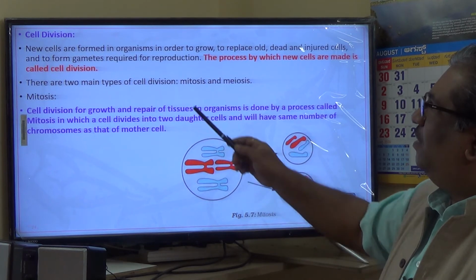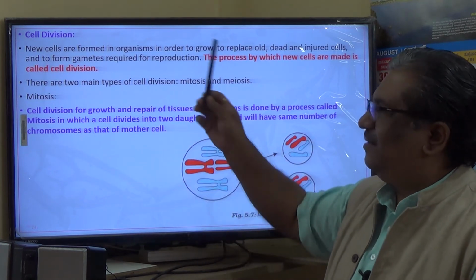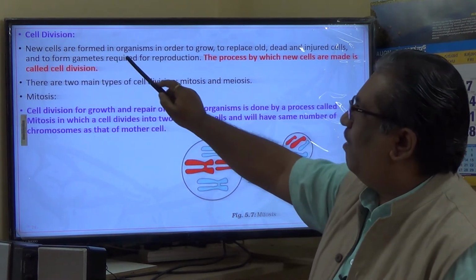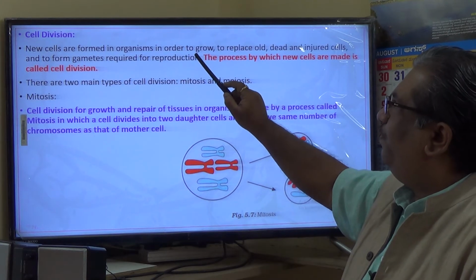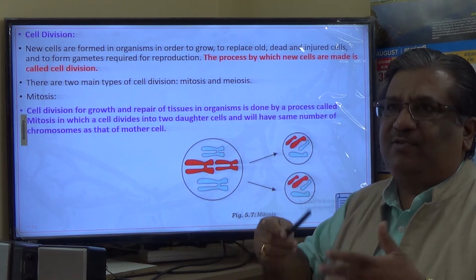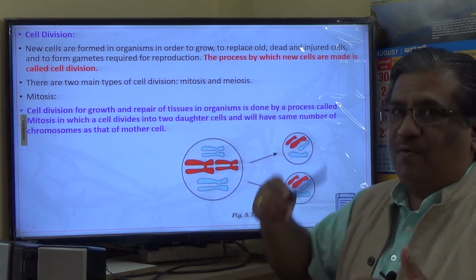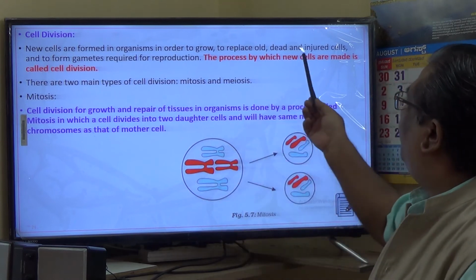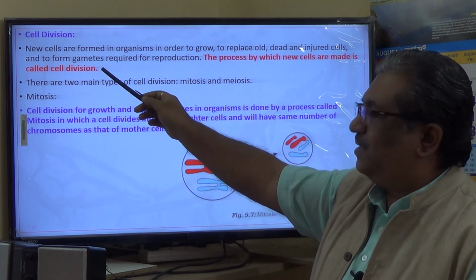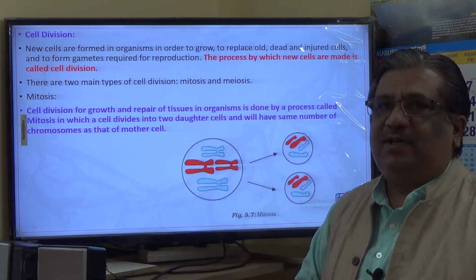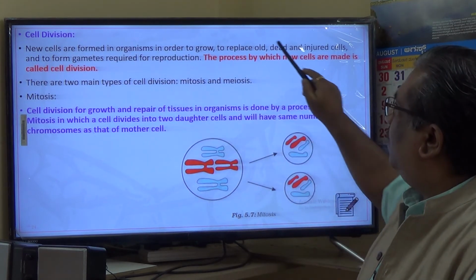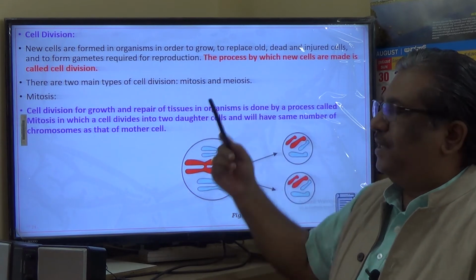And why is cell division required? New cells are formed in organisms in order to grow. The body requires to grow, and therefore cell division is definitely required because cells should multiply. It is also needed to replace old, worn out or dead cells, and injured cells, and to form gametes, which are sex cells, also called germ cells, required for reproduction. So in order to achieve all these objectives, cell division is required.